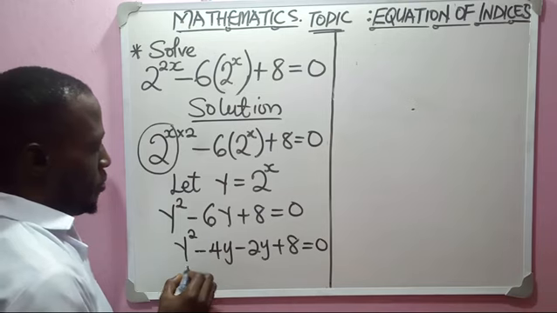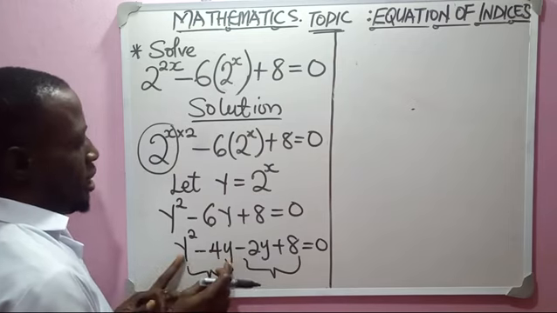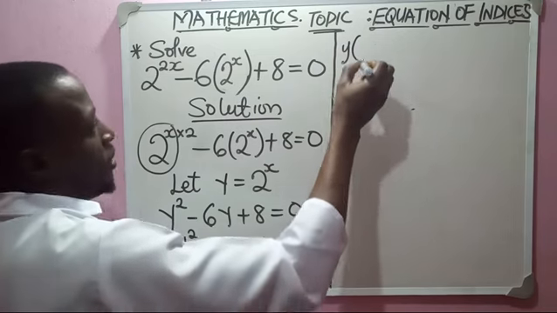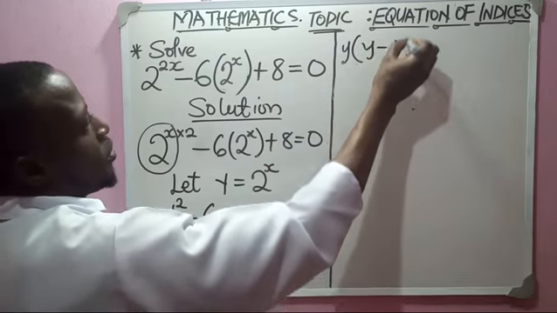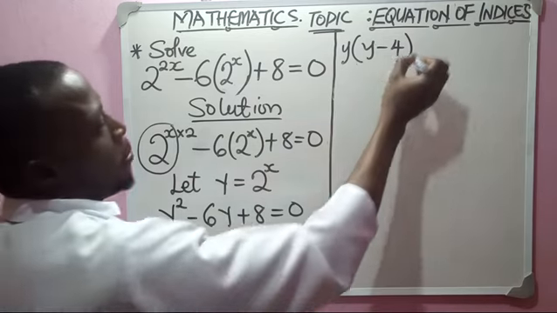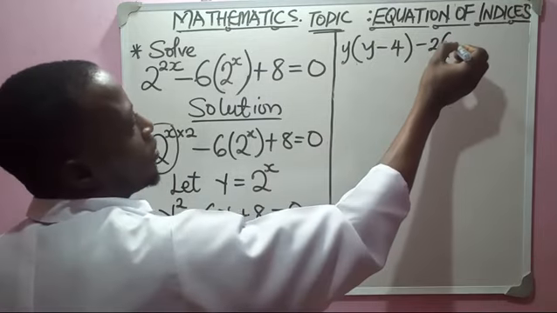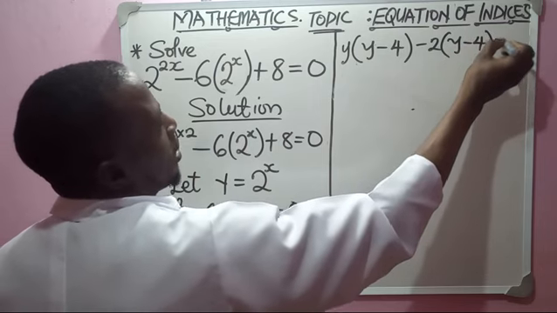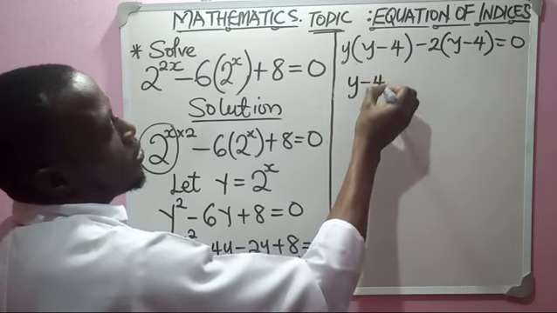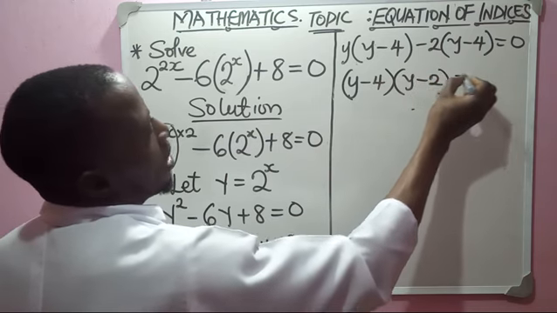Then going further, I will group them in twos. Between here and here, what is common? y is common. What do I have left? If I take out y, I'll be left with y minus 4. Here again, minus 2 is common. If I take minus 2 out, I'll be left with y minus 4. Then equate it to 0. Again, we observe that y minus 4 is common. Then what is remaining? y minus 2 equals 0.